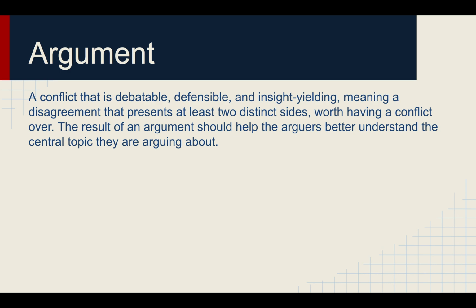What I want to say about debatable is there are at least two sides, right? That's part of the definition. Defensible, we're going to get to that. That's going to mean that you have evidence to support your side. Insight yielding means that we're going to come away with something new by having this argument.